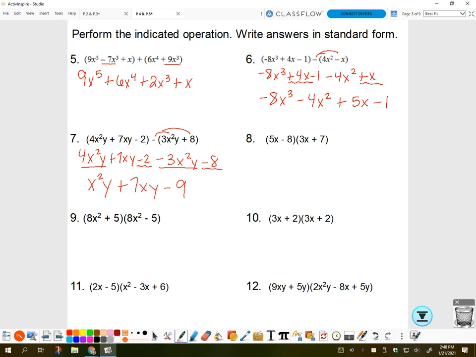So multiplying. How do I know I'm multiplying and I'm not adding or subtracting? Well, with multiplication, your two polynomials will be in parentheses, and the parentheses will be touching. There won't be anything in between. No plus sign, no minus sign.